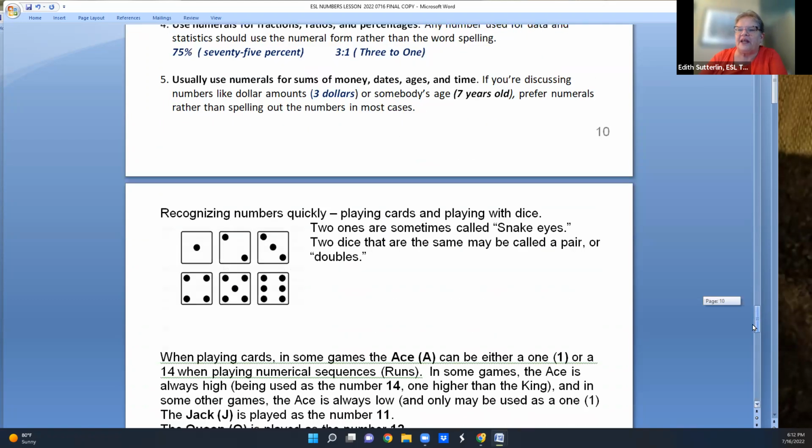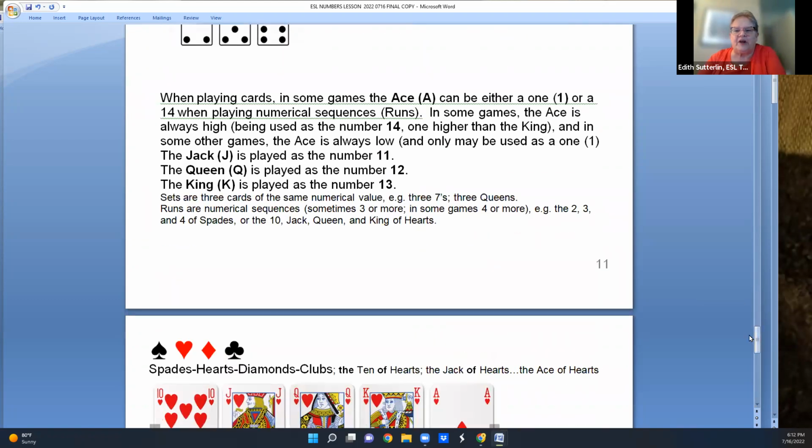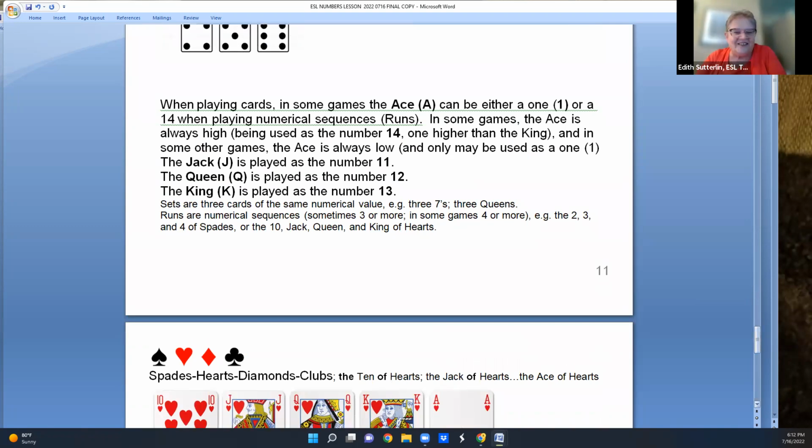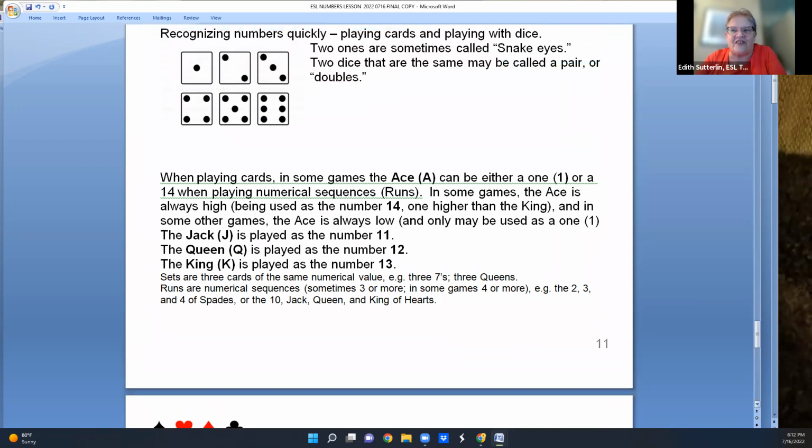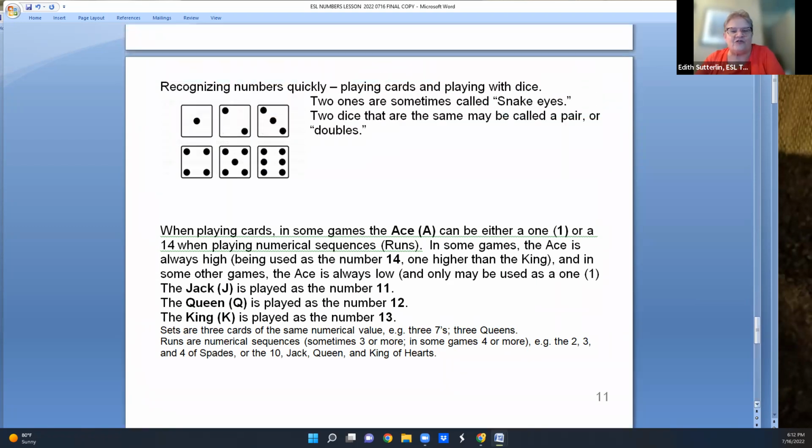Going to our next page. We did a little bit very briefly about recognizing numbers. Oops, wait a minute, I went too far. Recognizing numbers in dice and playing cards. So just reading the dice here, we have the number 1, 1, so you can repeat that. 2, 2, 3, 3, 4, 4, 5, 5, and 6, 6.